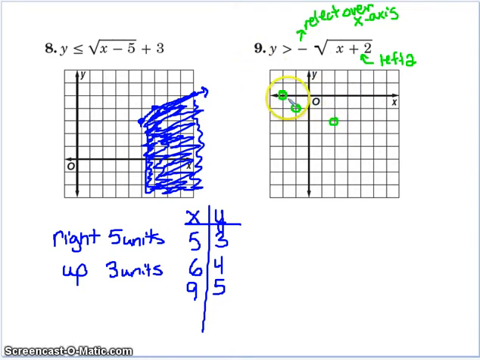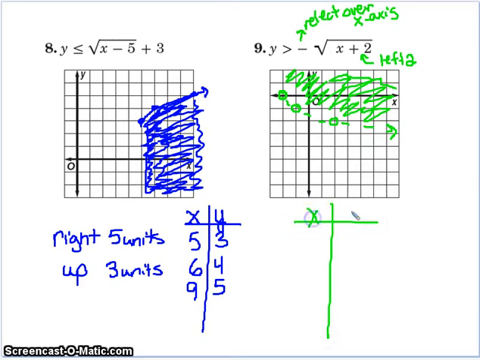That also means I can't draw a solid line. I have to draw a dotted line. And if I want to shade greater than, that means it's going to be coordinates up here. Now, for those of you who don't like moving the basic parent function around, you can make a table.